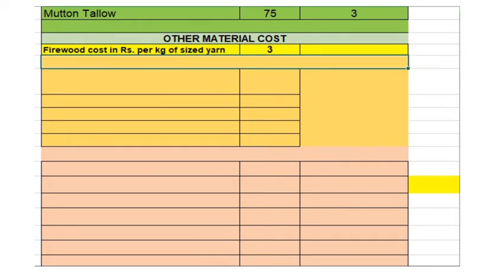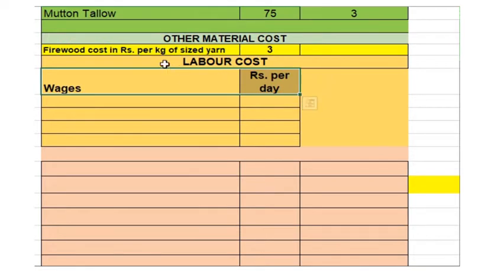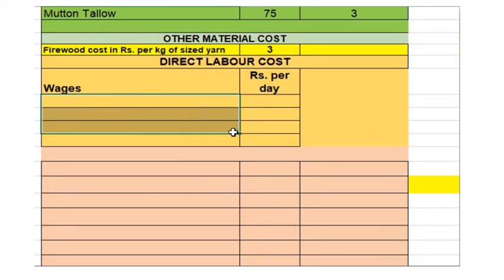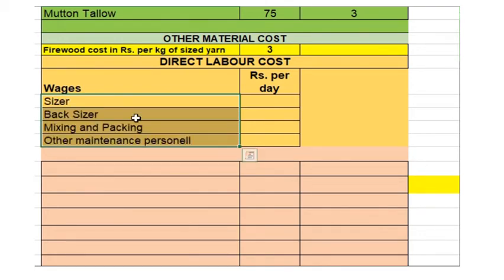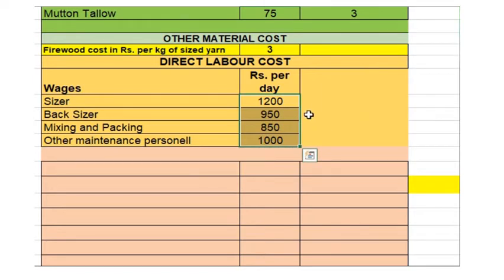And next, let us go into the labor cost. So labor cost, this is the direct labor alone. So the various direct labor that are there in the industry are sizer, bag sizer, mixing and packing person, and other maintenance personnel. They are given these costs per day. So the sizer, you can see, is getting a very higher charge.